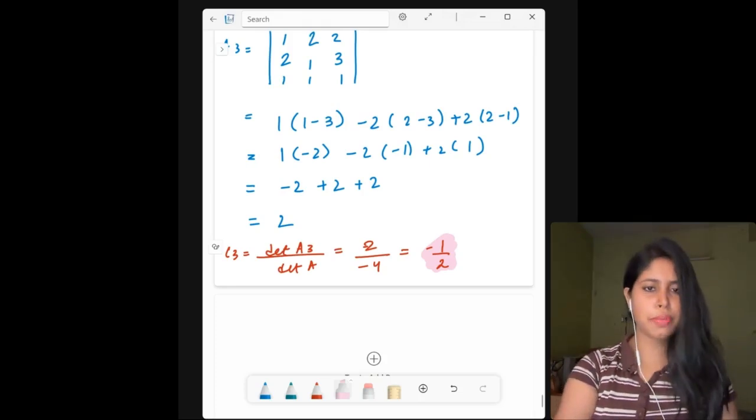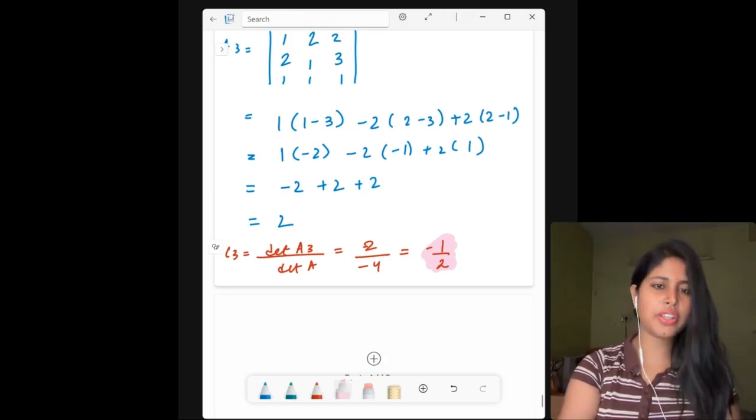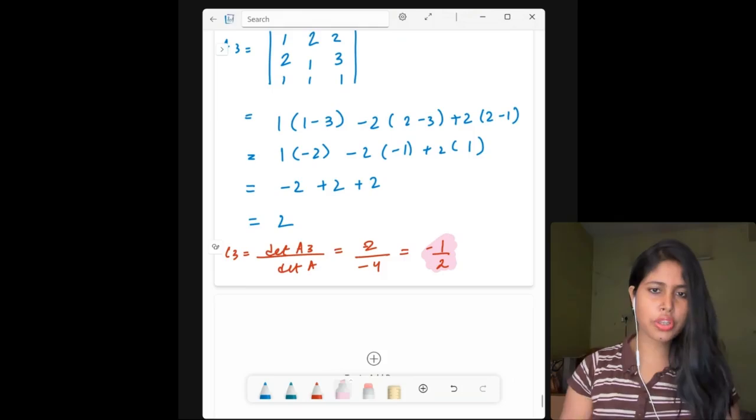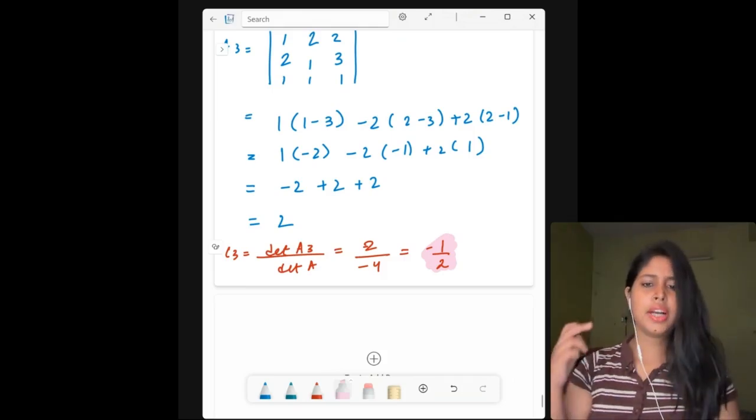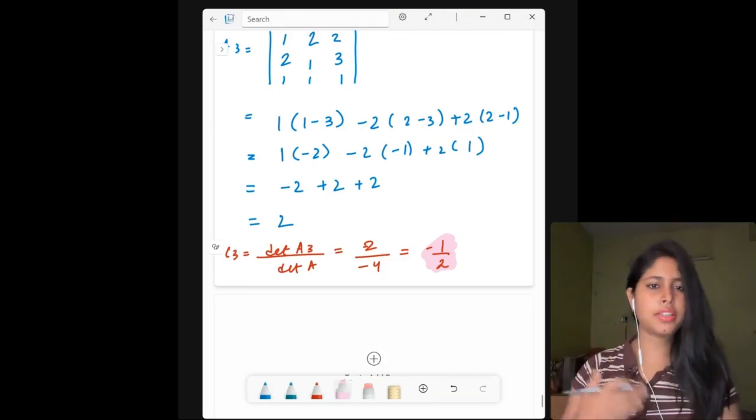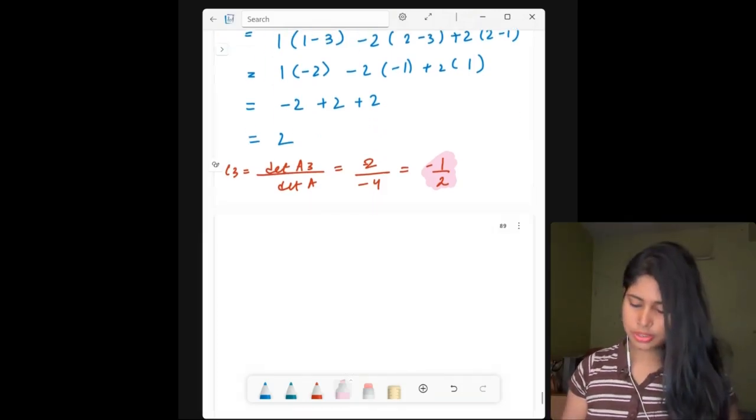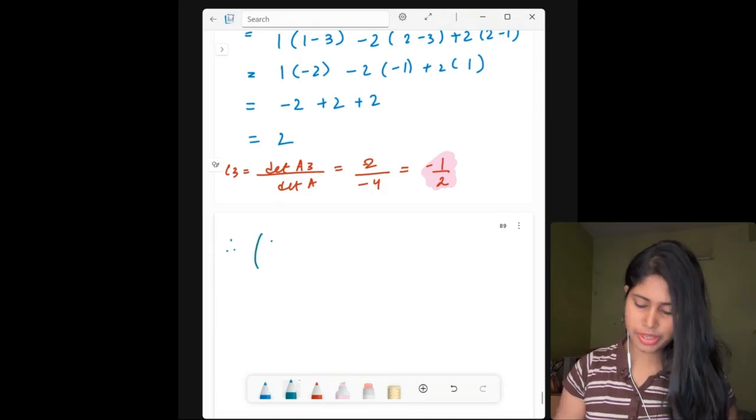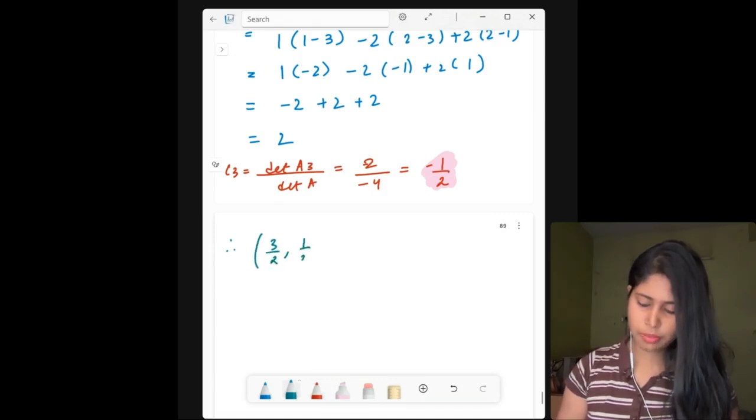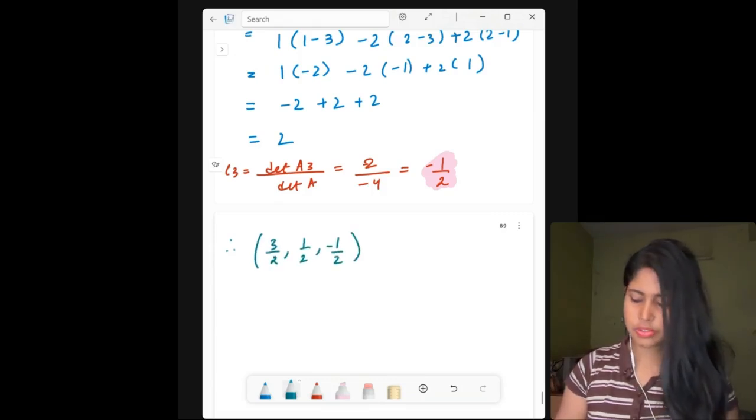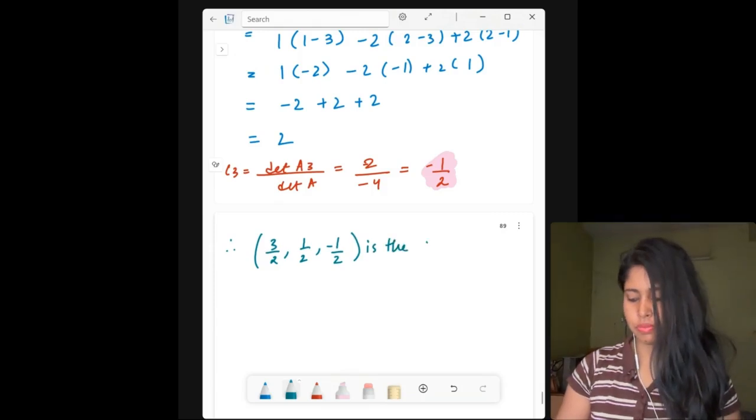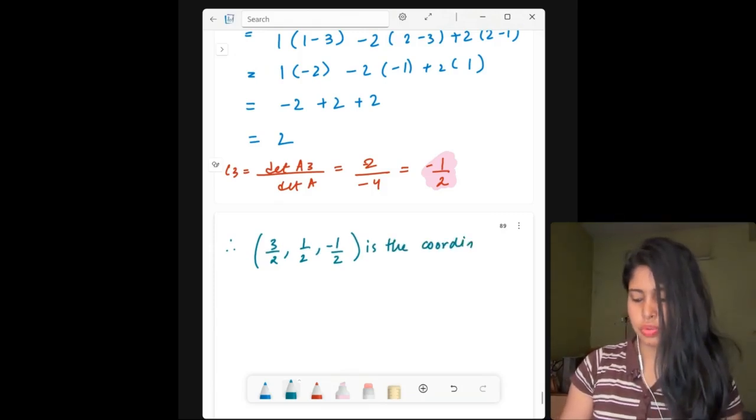So basically from here, what is the result we got? The result is that our first coordinate was 3 by 2, right? And the second coordinate is half, and the third coordinate is minus 1 by 2. So just write it like this, that therefore 3 by 2, 1 by 2, and minus 1 by 2 is the coordinate. And that is the answer for this question.